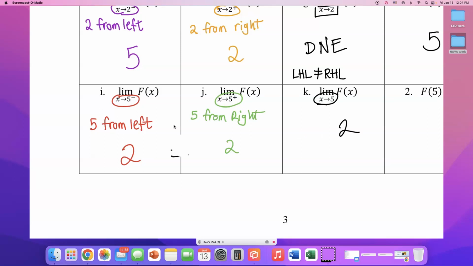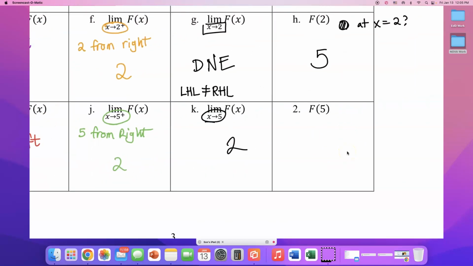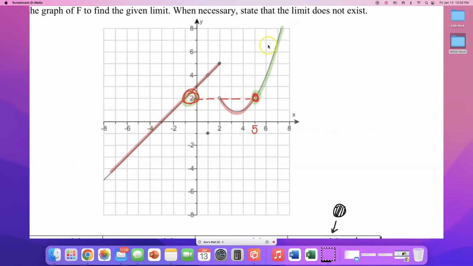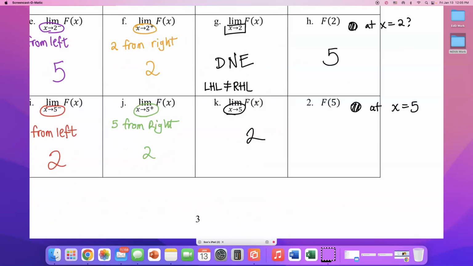Okay? When the left-hand limit and the right-hand limit are the same, we say that the general limit exists, and all of them are the same value. Now, what about the function value at x equals 5, right? Where is a solid circle when x is equal to 5? Let's go find it. Look at that, we got a problem. Do we have a solid circle at x equals 5? We don't have one. We only have an open circle. This function is not defined at x equals 5. So what we have to say is that this is undefined.